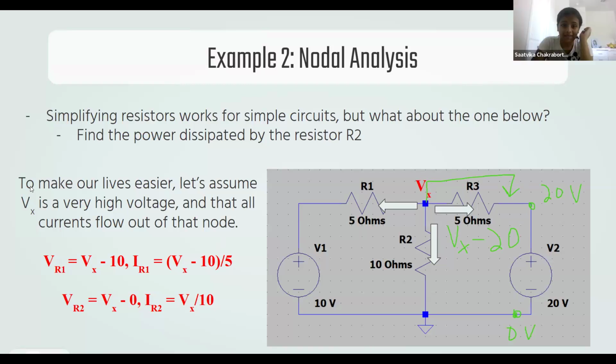Anyone? Vx minus 20 divided by 5. Yes, exactly right. That's what we do.